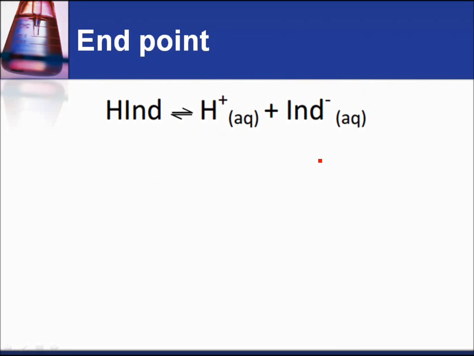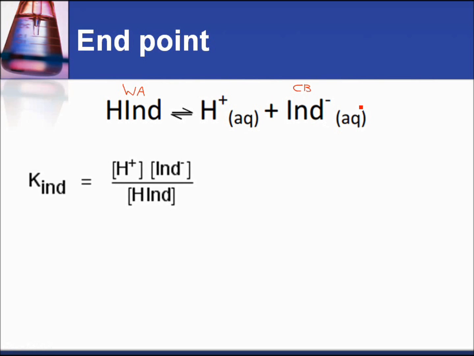So let's take a closer look at what we mean by end point. So here we have the equation for the dissociation of indicator. Most indicators are weak acids, so they dissociate into H+, and we'll call it the conjugate base. So this is the conjugate base of the weak acid. Now we can write an equilibrium expression. You've got the H+ and the conjugate base on the top, and you've got the weak acid on the bottom.